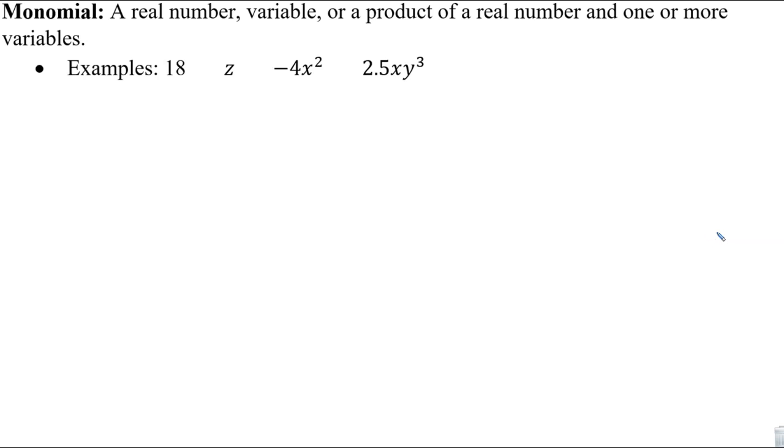So first things first, let's define polynomial for you. And actually, before I can do that, I have to define something called a monomial for you. A monomial is a real number, a variable, or a product of a real number and one or more variables. So for example, 18 would be a monomial, or the variable z could be a monomial, or negative 4x squared, or 2.5xy to the third. These are all examples of different monomials. Mono means one. Nomial is just kind of the different stuff we have here. So these are individual terms that polynomials will be built up of.